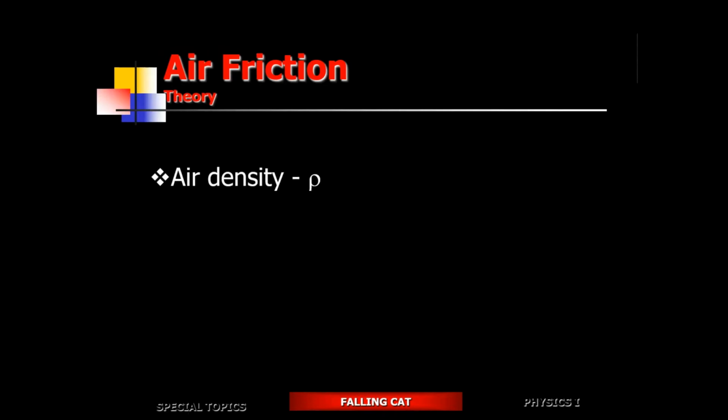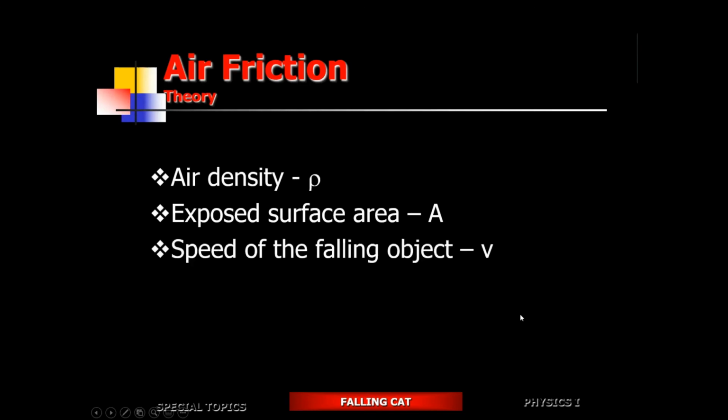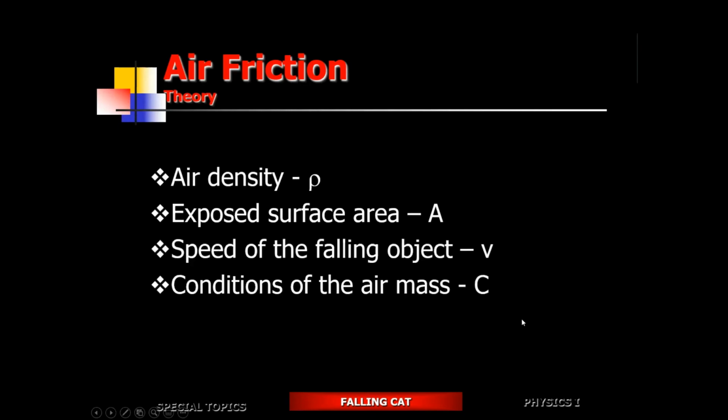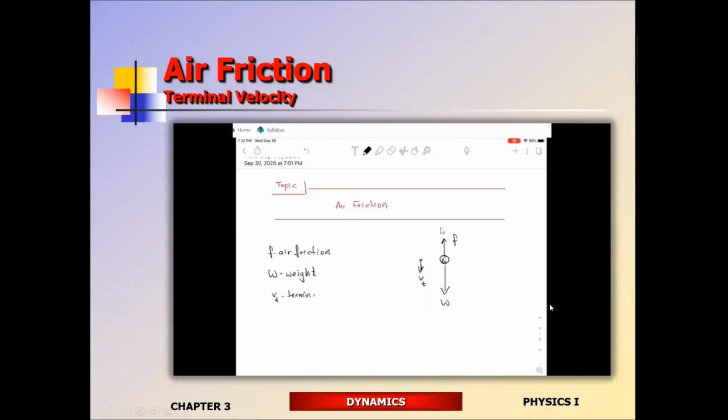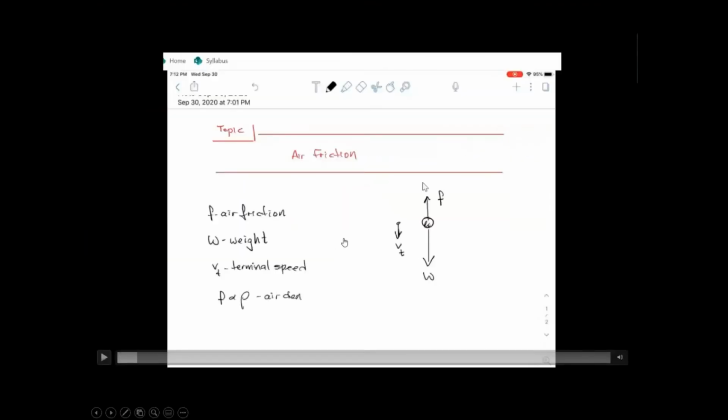So air friction is going to be related to the amount of air friction that you experience. It's going to be related to air density. It's going to be related to exposed surface area. Speed of the falling object is going to matter in terms of the air friction that you're experiencing. And also, it's going to be related to conditions of the air mass. All right, so those are the contributing factors.